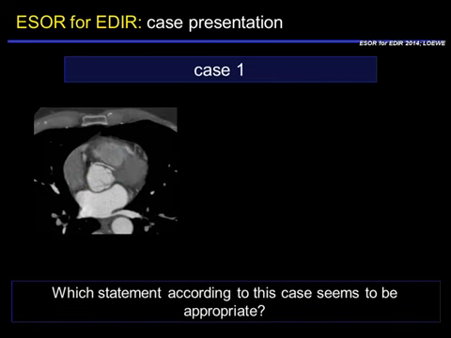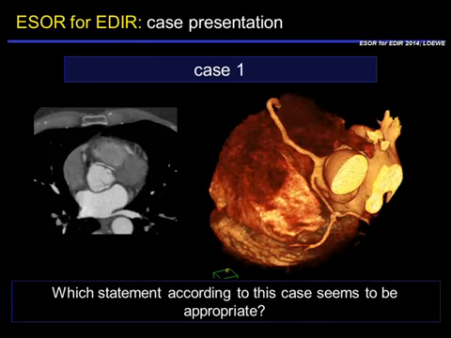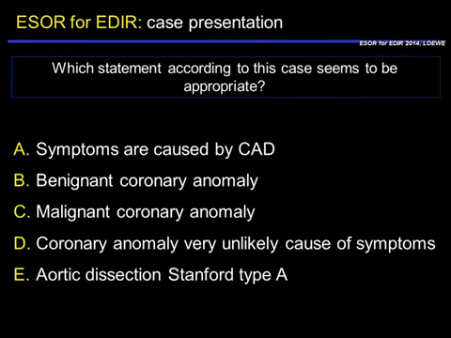And I would like to ask you which statement according to this case seems to be appropriate. Can we say, well, symptoms are caused by coronary artery disease, the symptoms are typical chest pain? Do we have a benign coronary anomaly? Do we have a malignant coronary anomaly? Do we have a coronary anomaly very unlikely to be a cause of symptoms? Or do we have an aortic dissection, Stanford type A?